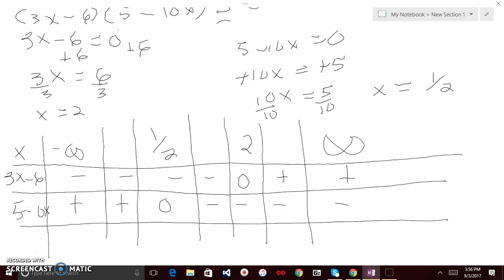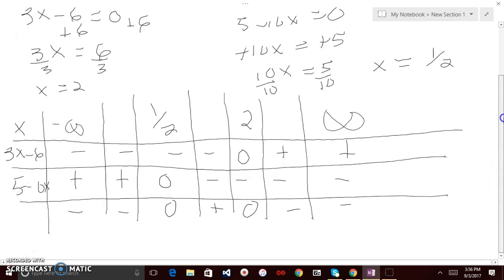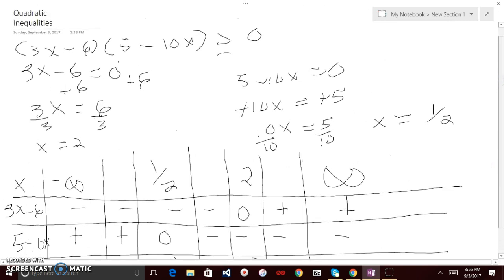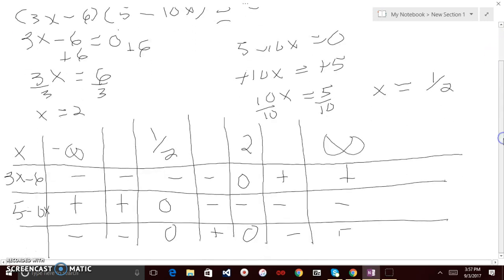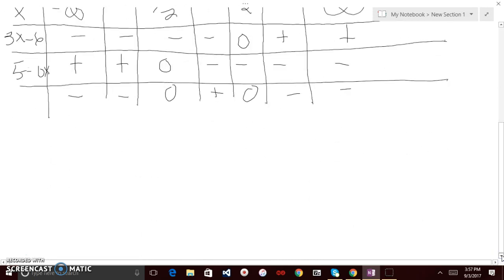So now you just multiply straight down. A negative times a positive, that's a negative. Negative times positive, negative, that's a 0, that's a positive, that's a 0, that's a negative, and that's a negative. So now, the next step to take here is looking at your inequality sign. It asks for the answers that are greater than or equal to 0. So you want to look at all the positives and all the zeros in your answers in this table of signs.